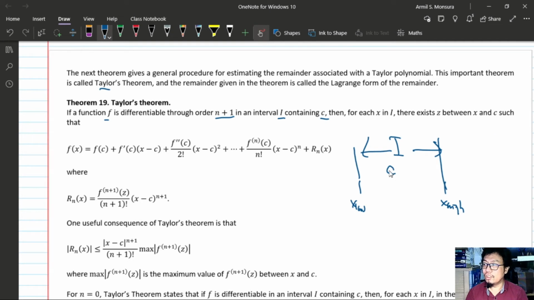So if, for example, this is the center of your approximation, that's x equals c. There's a number between, say for example, this is your x, and then this is your c.